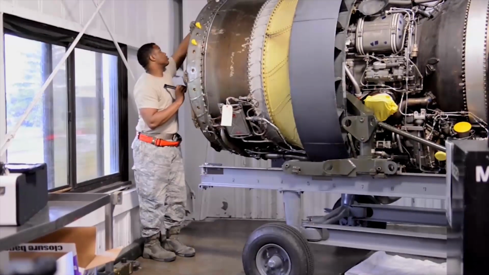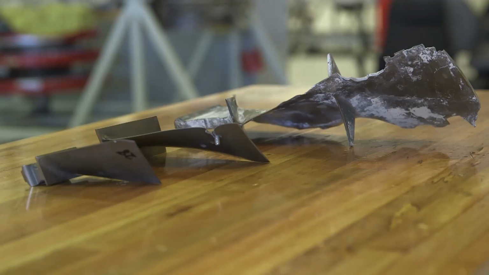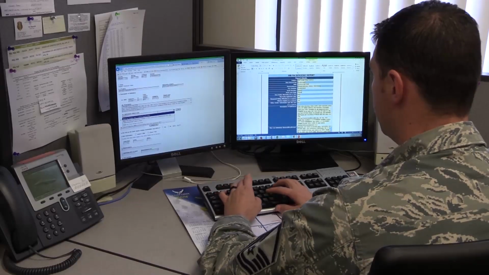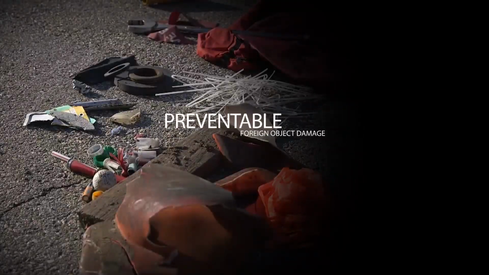Also, if internal engine material or aircraft components fail and cause damage, deficiency reports will be generated for the defective products. All other FOD is considered preventable.